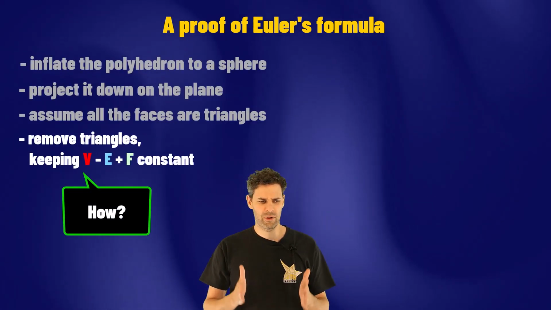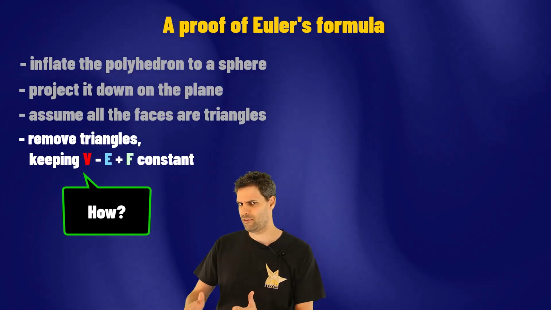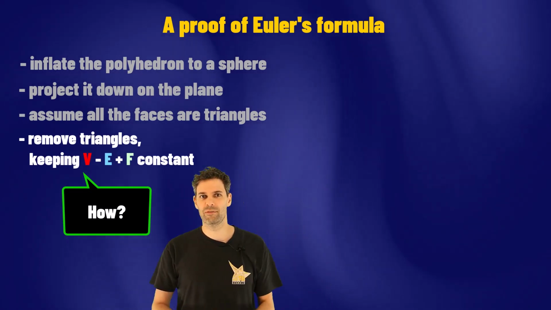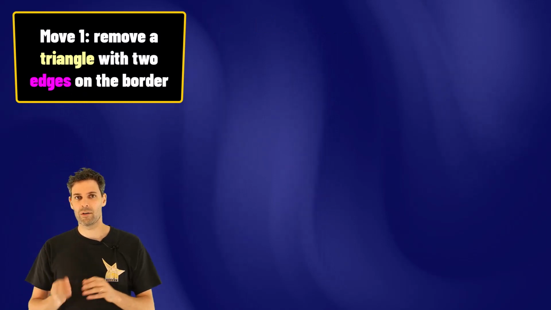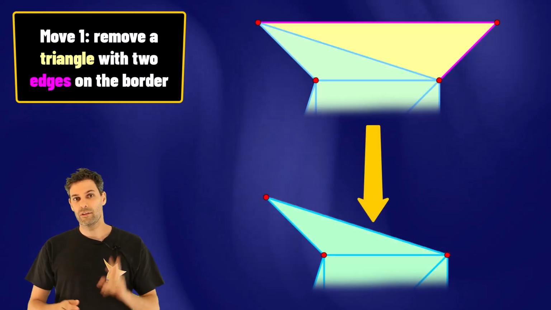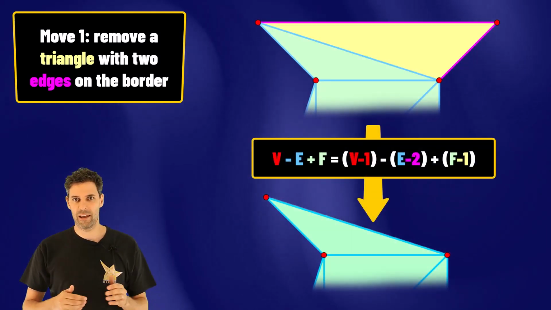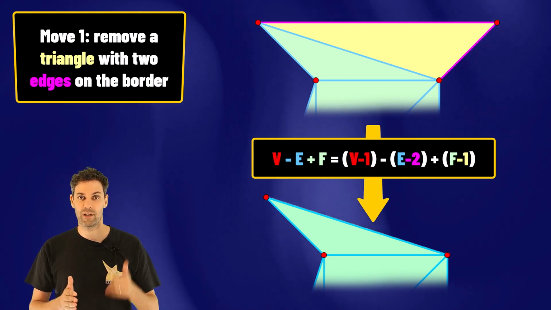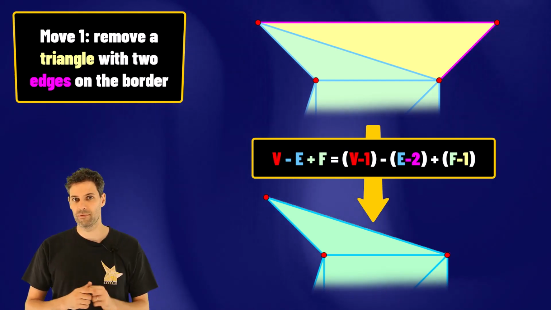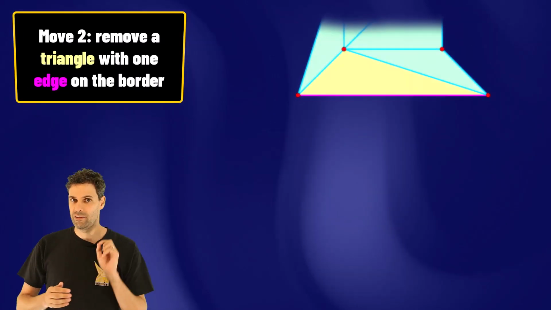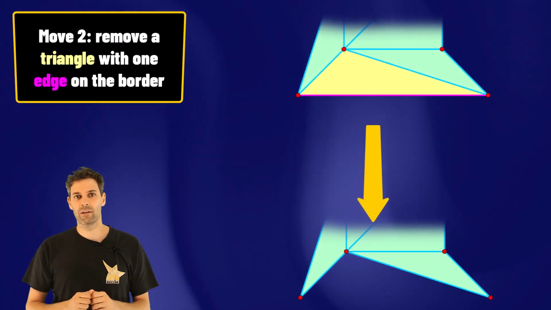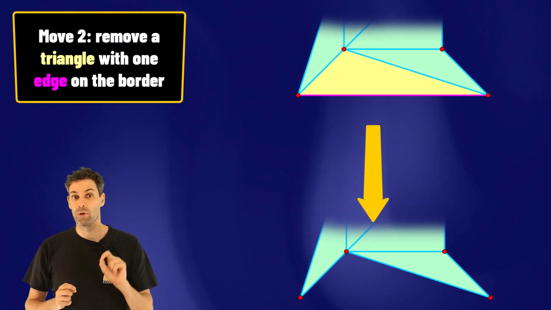But how can we remove triangles and maintain the same value? We have 2 safe moves. In the first case, you are removing a triangle which has 2 border edges. As you can see, in this case, you are removing 1 vertex, 2 edges, and 1 face. In the second case, you can remove a triangle which has just 1 border edge.